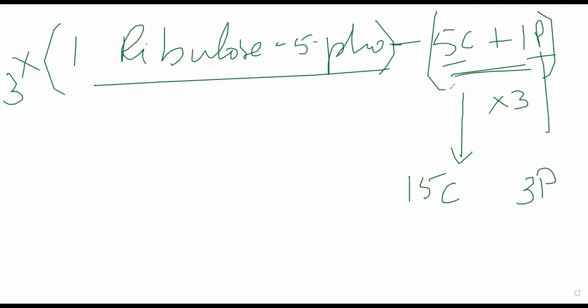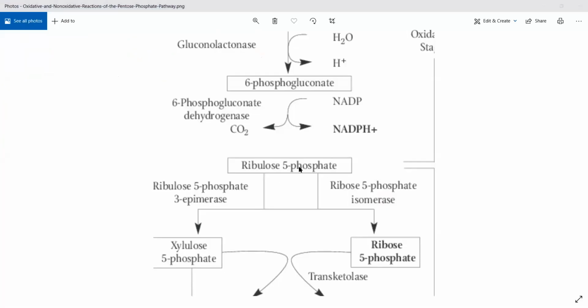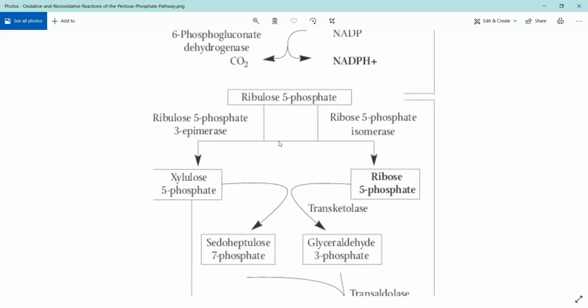Now the first reaction that occurs: ribulose 5-phosphate will undergo an isomerization reaction, in the presence of two different enzymes, one is epimerase, the other is isomerase. Essentially, an isomerization reaction is occurring wherein the chemical formula remains the same, and only the structure and position are changing. In the presence of ribulose 5-phosphate epimerase, it will form xylulose 5-phosphate. In the presence of ribose 5-phosphate isomerase, it will form ribose 5-phosphate.